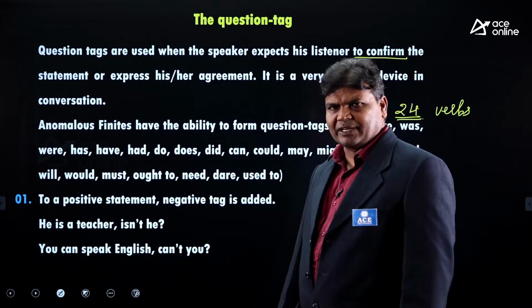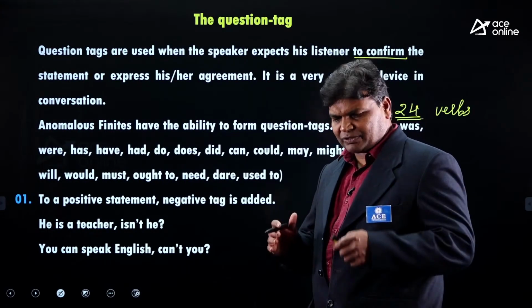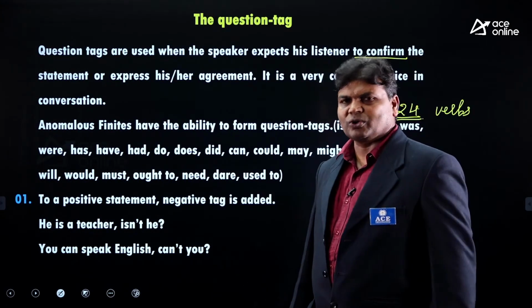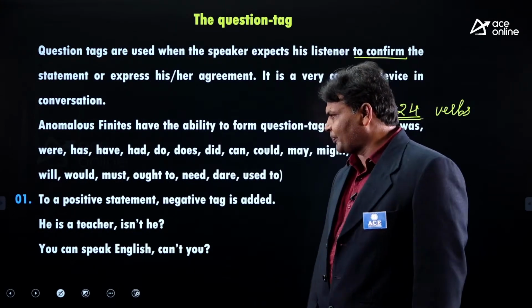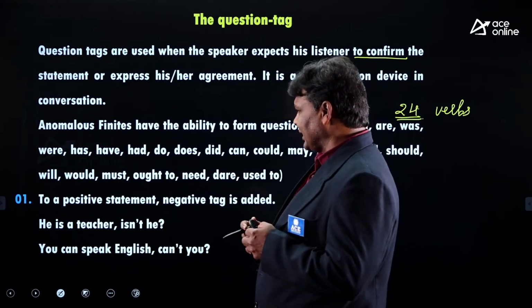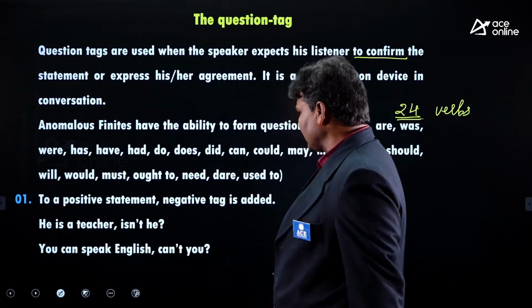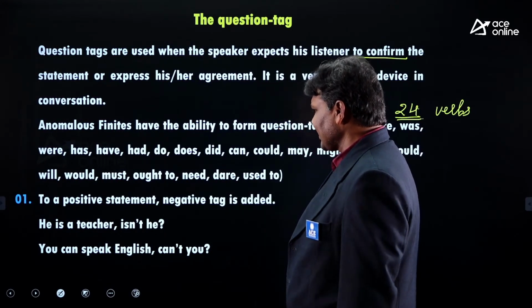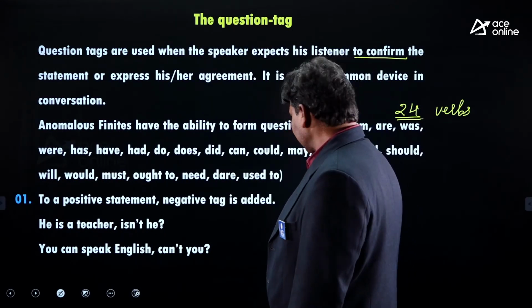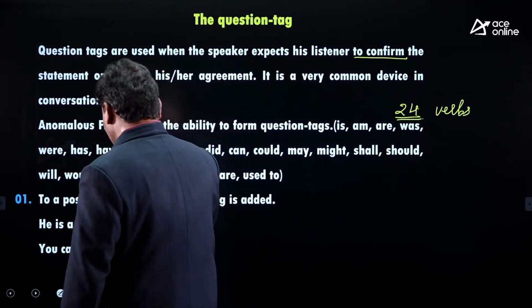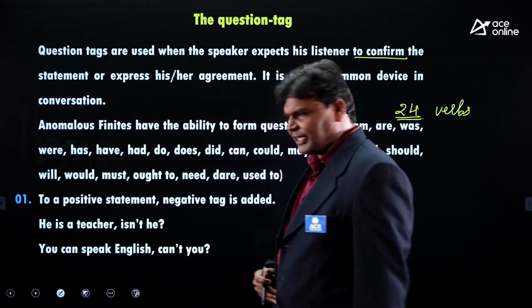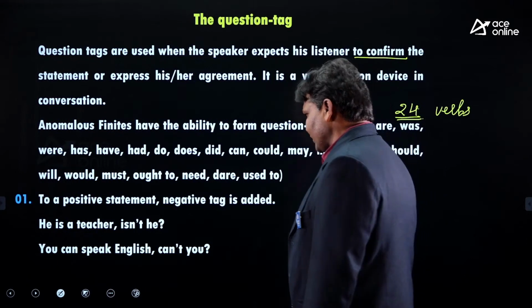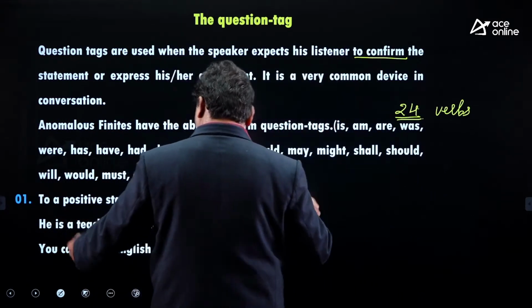So straight away we will jump to the topic. We'll try to cover as many questions as possible. Let me go with number 1. To a positive statement, a negative tag is added, students. For example, he is a teacher, isn't he? First of all, let me take the same question here now.